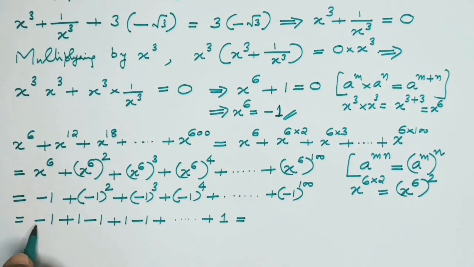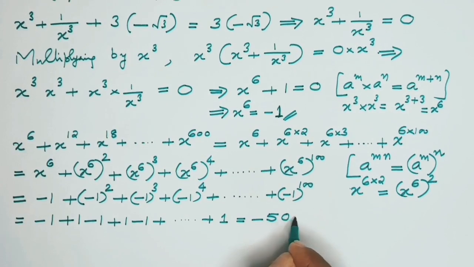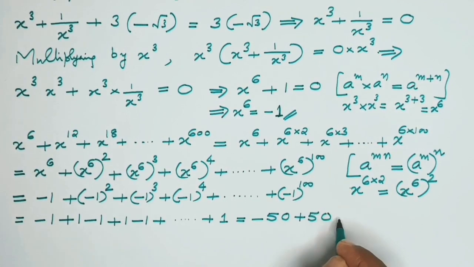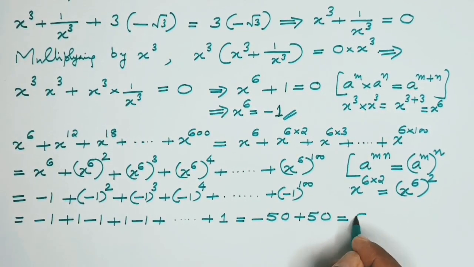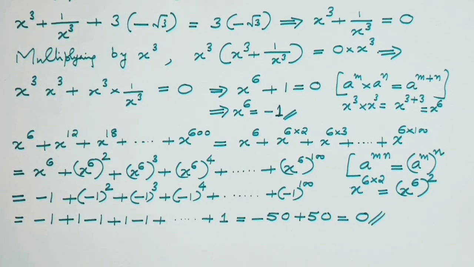Basically, you will be getting 50 minus 1s and 50 plus 1s. When you add minus 1 50 times, you get minus 50. When you add plus 1 50 times, you get plus 50. And finally, this is what you're going to get: minus 50 plus 50, which is 0. So the value of the required expression is 0.